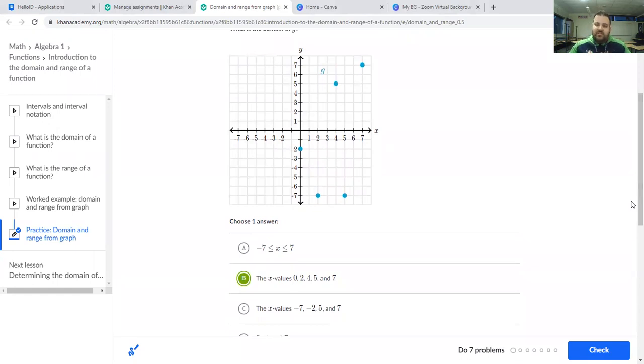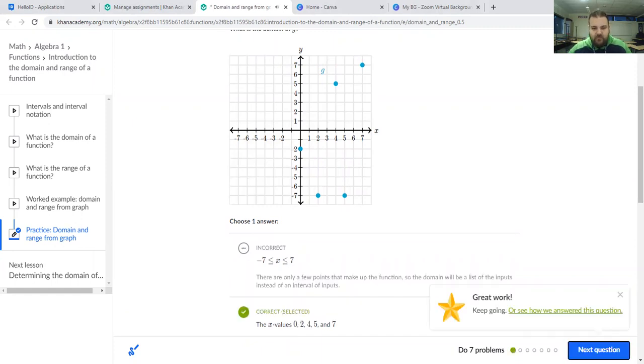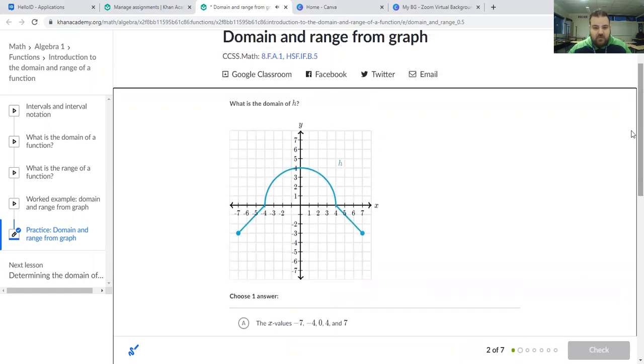Domain, again, we're just saying, hey, what's the set of all of your input values? And it is 0, 2, 4, 5, and 7. Let's take a look at the next question. This is a continuous graph. Notice how if I put my pencil down here, I could trace it by going here, going up and over, and then going down. Continuous.